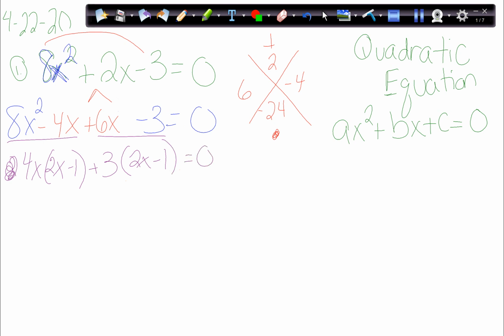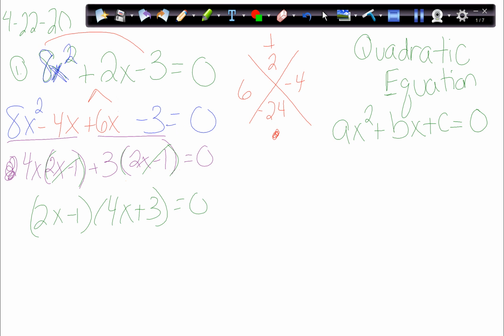See, I've already made a mistake. Okay, so now when I look at my trinomial, I have 2x minus 1 in common, and then I am left with 4x plus 3. So that's what we've been doing the last 2 days, and you would be done, but now we're solving.